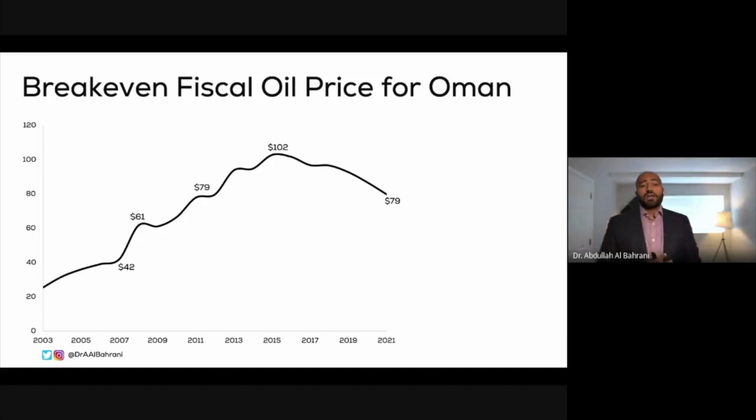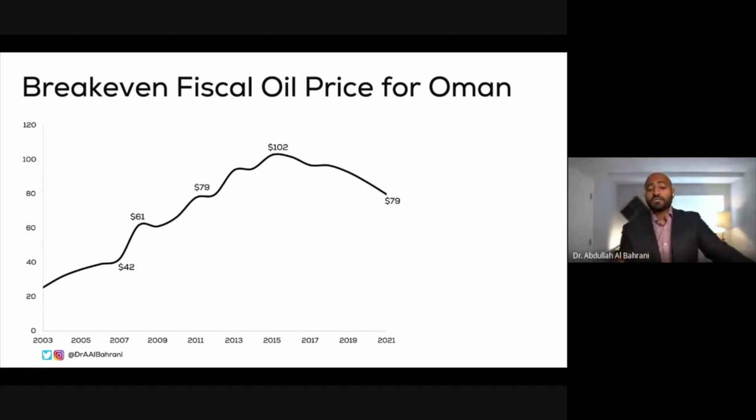Let's look at this graph here. What we have is the break-even fiscal oil price for Oman. What does that mean? That means the price of oil where the government spending breaks even. So let's start in 2003. Roughly, for the government to operate, break even was roughly $23 on a barrel of oil.